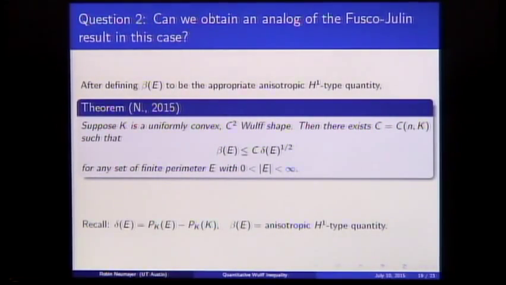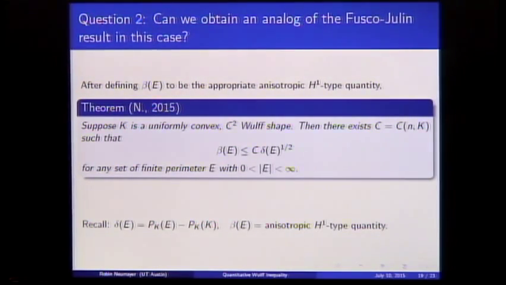So how about the Fusco and Julin result? How about when we're not just a small normal perturbation? So after defining the appropriate anisotropic notion of this H1 quantity, we can show that if we have a uniformly convex and C2 Wulff shape, that this H1 type quantity is controlled, again, by the square root of the deficit, this optimal rate of decay.